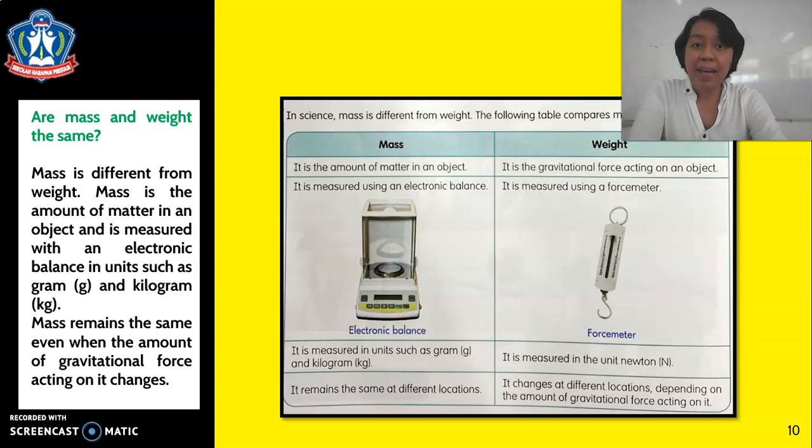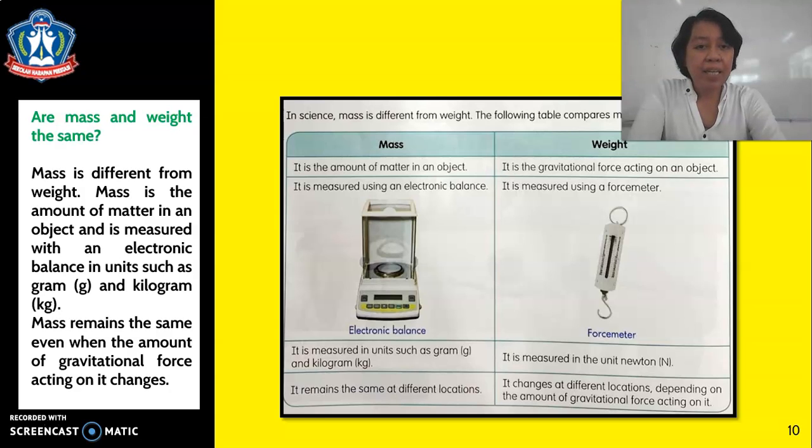So in science, mass is different from weight. The following table compares mass and weight. So let's check. Mass is the amount of matter in an object. It is measured using an electronic balance. It is measured in units such as gram and kilogram. It remains the same at different locations.